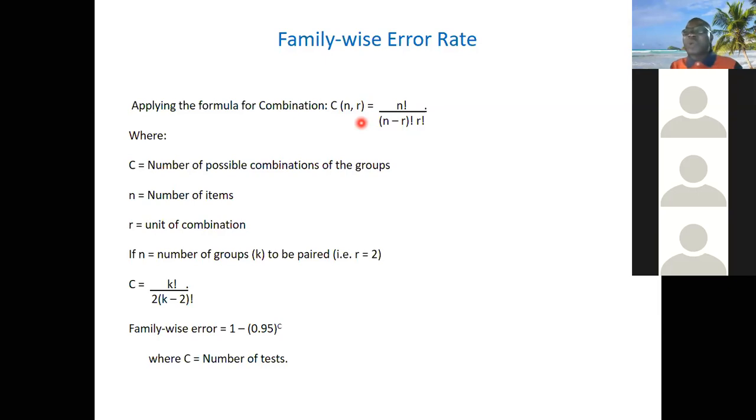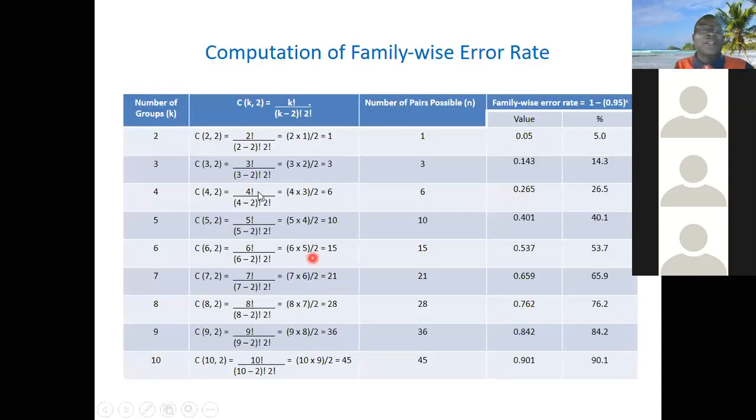It's different. But for this one, because we are talking of the t-test, which is 2 at a time, our r is constantly 2. But the number of groups may change. So nCr, if our r is 2, tells how many times we can pair n items. That's what the formula is all about: n factorial over n minus r factorial times r factorial. And that is what I did on this other table for different groups, for 3, 4, 5, 6, 7, 8, or 10 groups.